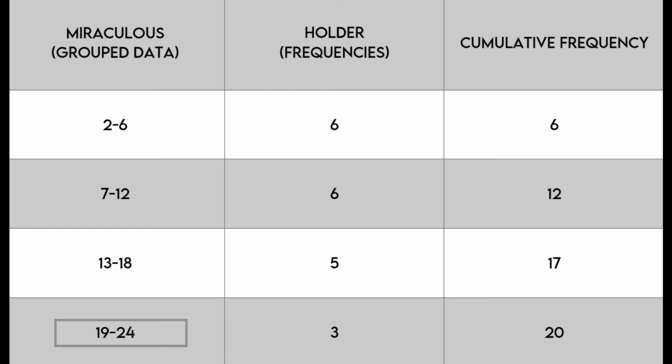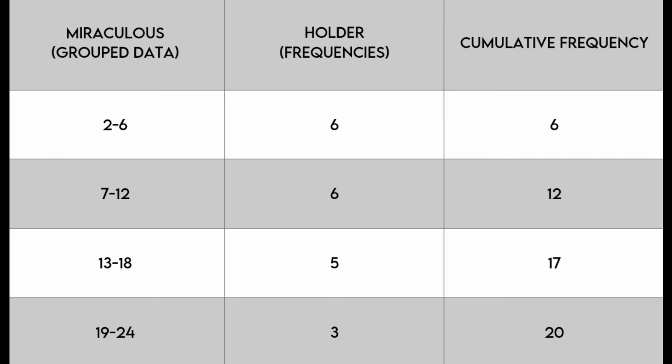In the second row we have 7 to 12. 12 is the highest value, so we're going to list it as the x-axis. 12 is also the cumulative frequency, and we're going to list it as the y-axis. In the third row where we have 13 to 18, 18 is the highest value, so we're going to list it as the x-axis. And 17 is the cumulative frequency, which means it will be our y-axis.